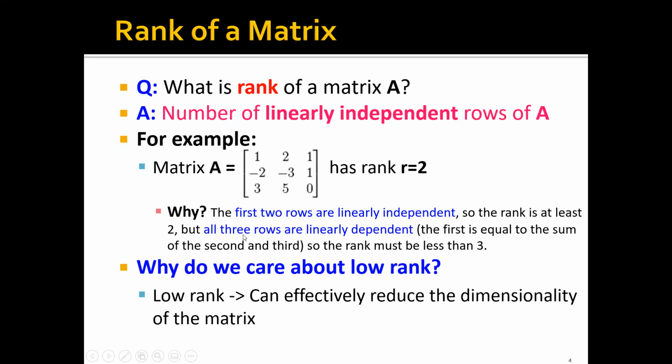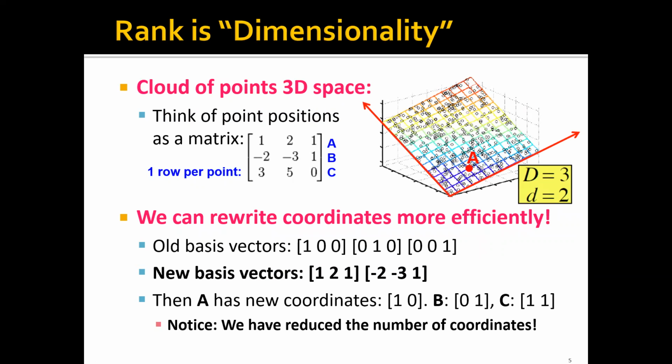So the rank of this matrix is at least 2. But all 3 rows are linearly dependent because the first row is equal to the sum of the second and the third row. You can see that if you add up the third row and the second row, you get exactly the first row. So the rank must be less than 3. Therefore, the rank of this matrix is 2. So again, why do we care about low rank? Because if the matrix is low rank, then we can effectively reduce the dimensionality of the matrix without losing information. And basically the rank here is the final dimensionality that we can get.